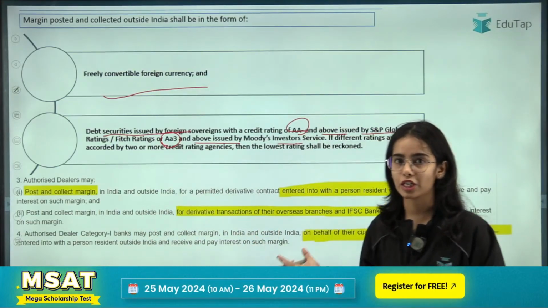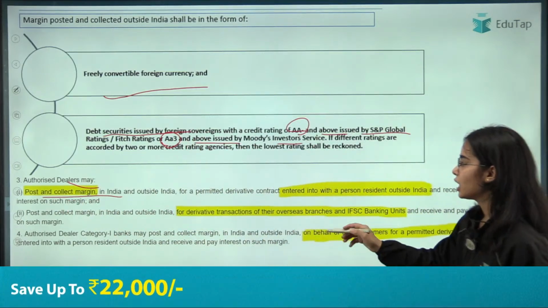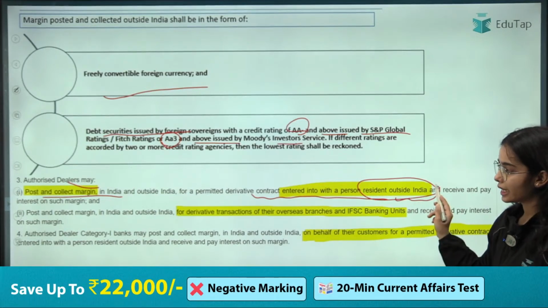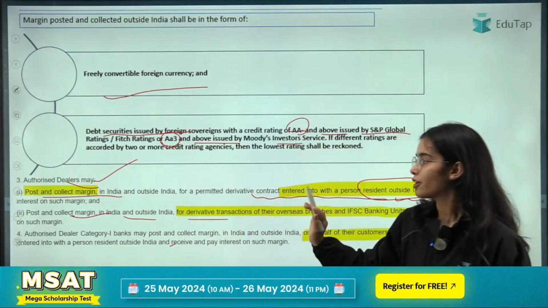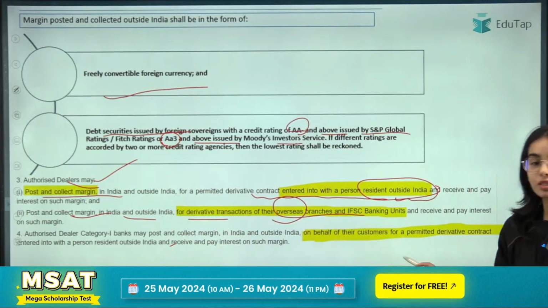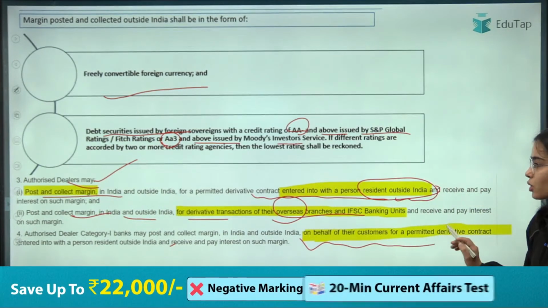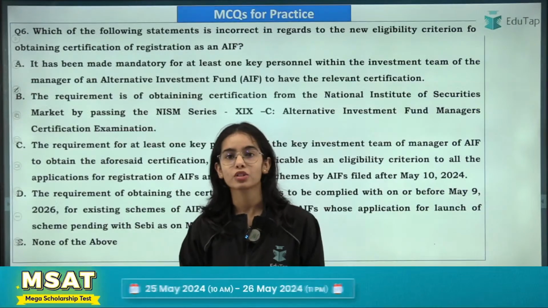This was the notification, that the authorized dealers may post and collect margin for themselves if the derivative contract is entered with a person outside India, and the authorized dealers can post and collect margin for derivative transactions of their overseas branches or IFSC banking units, and on behalf of their customers also they can do the posting and the collection of the margin. Okay, so this is the idea.